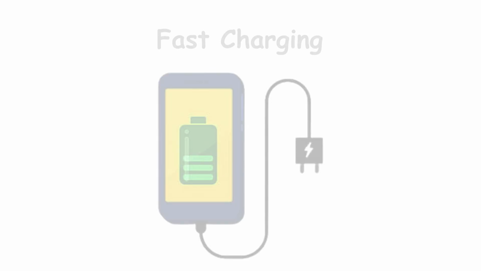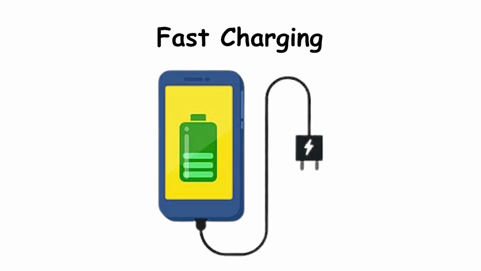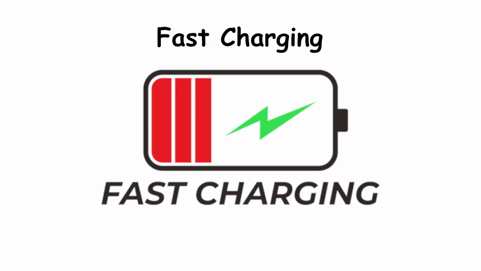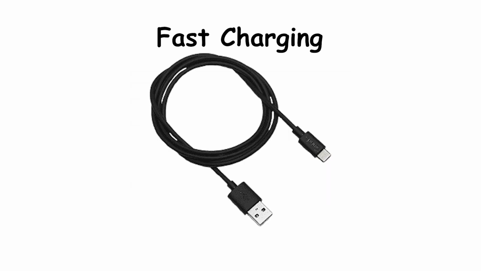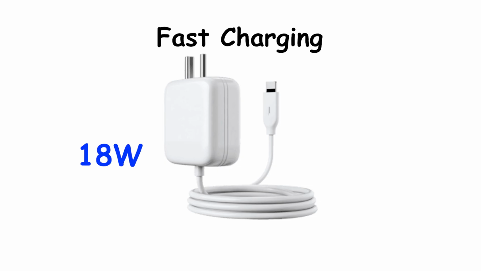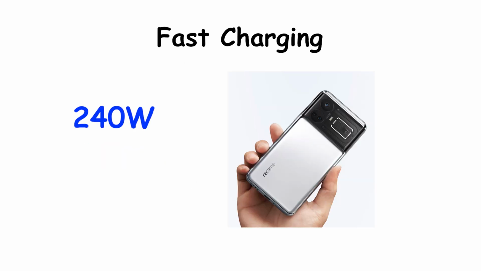Fast charging. Fast charging is exactly what it sounds like, charging your phone way faster than standard charging. It works by increasing the wattage delivered to your battery. Standard USB charging is around 5 watts, but fast charging can go from 18 watts all the way up to 240 watts on some Chinese phones.